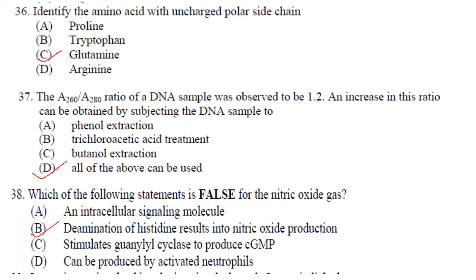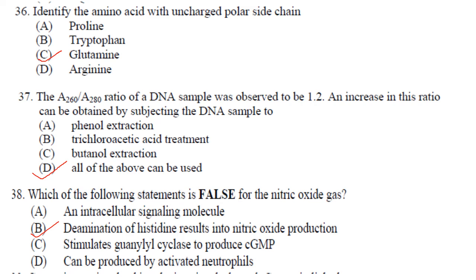Next one. Identify the amino acid with uncharged polar side chain. Option A, proline, B, tryptophan, C, glutamine, and D, arginine. Answer is glutamine. Option C.